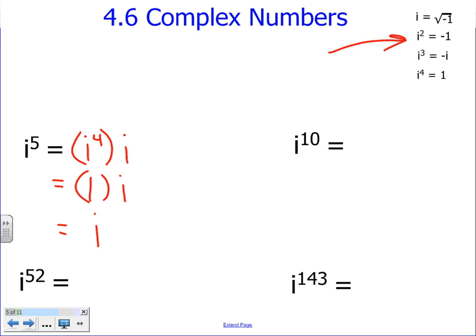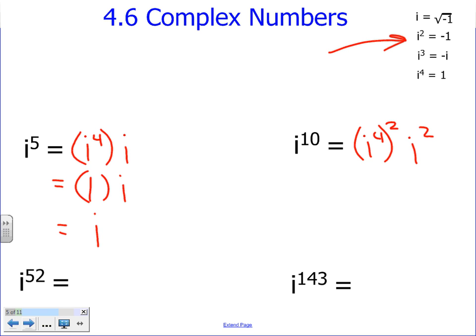So you're basically taking every group of 4 out, they cancel each other out, and you're just looking at the remainder, what's left after groups of 4. Let's look at I to the 10th. Well, here we have I to the fourth power, which is 1, and how many of those we have? We have 2 of them. 4 times 2 is 8. So that involves 8 I's. What's our remainder? I squared.